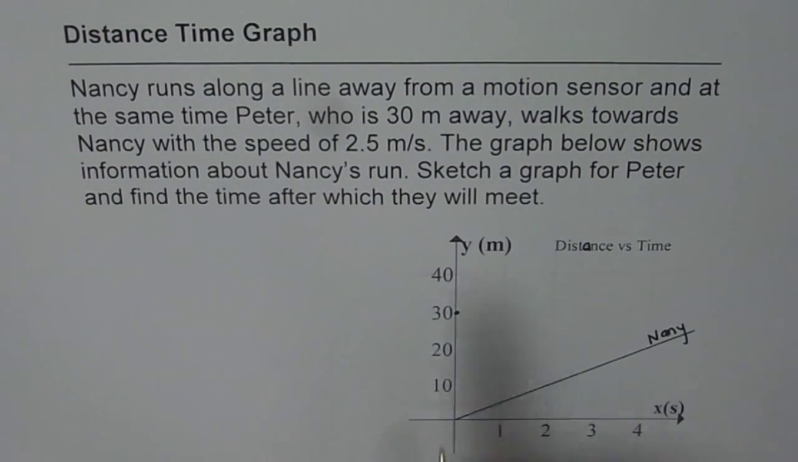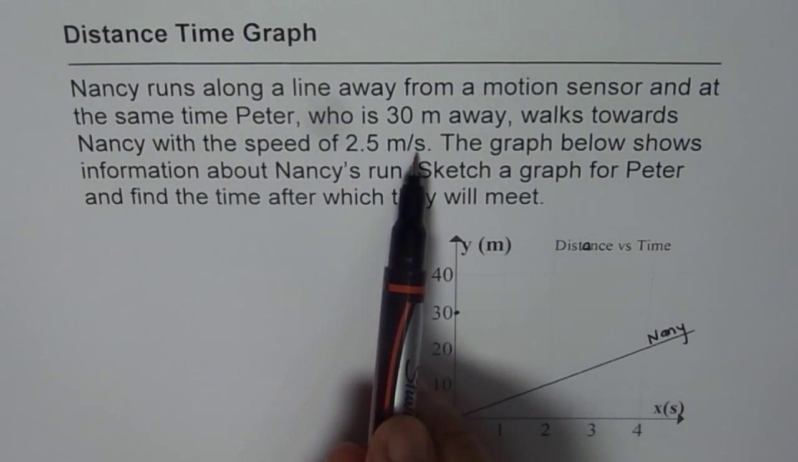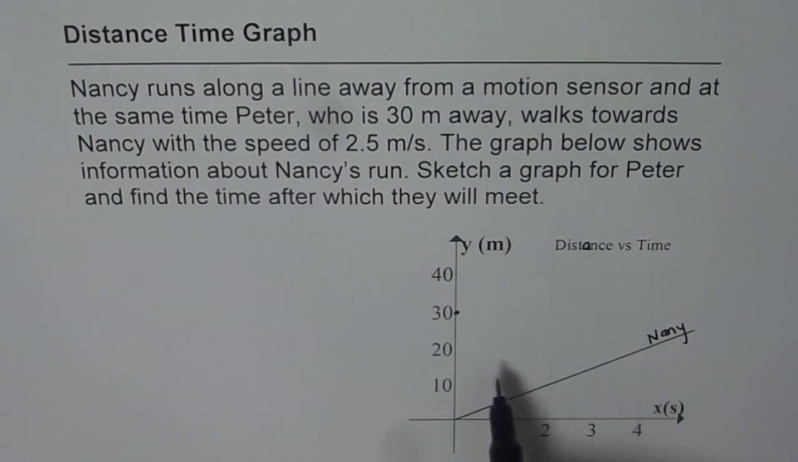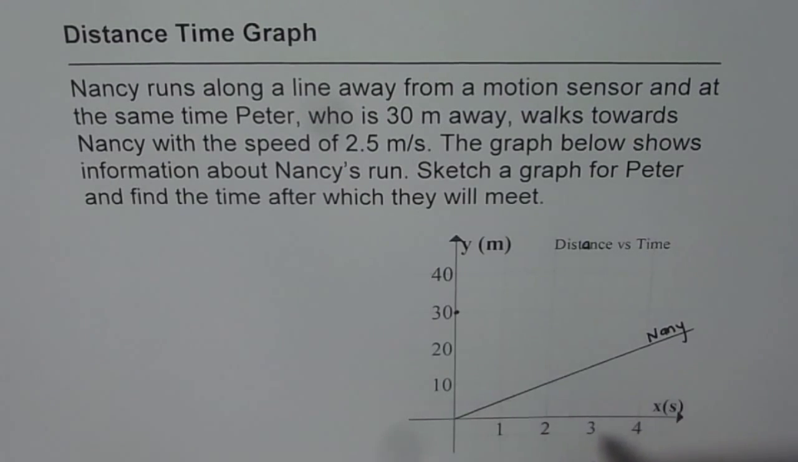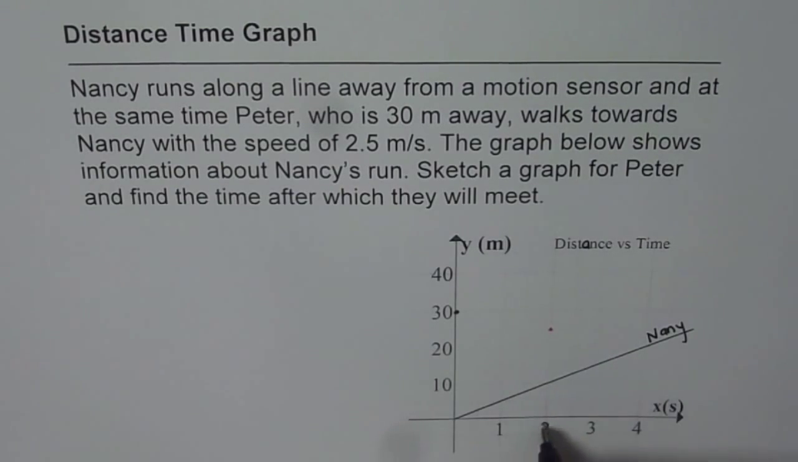It means 2.5 meters will be covered in 1 second. In 2 seconds, 5 meters will be covered, right? So in 2 seconds, 5 meters he is walking towards, so the distance between them decreases. So 5 is this much. So in 2 seconds, 5 meters will be covered. Next 2 seconds, another 5 meters will be covered, and so on.